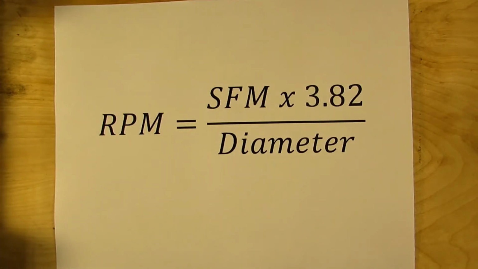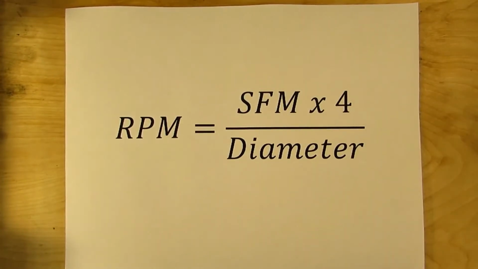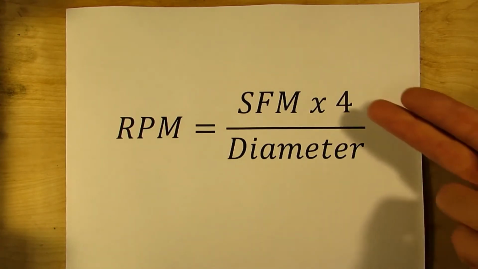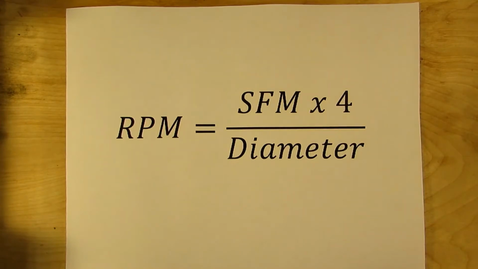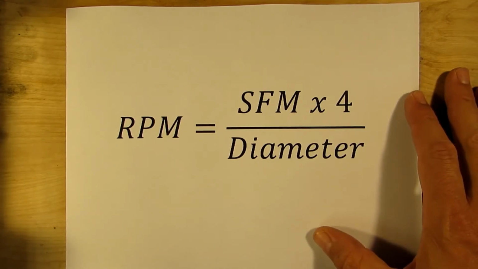However, if you're working with manual machines, you can simplify your math and just make it SFM times 4 divided by diameter. The 4 is an approximation of 3.82, and in the case of manual machines, you're very rarely ever going to be able to choose the calculated RPM. You're always going to end up choosing one that's close to it, but it's not going to be exactly right. So 4 actually gets us in the ballpark, and it's a whole lot easier to remember. So for my students there at Parkland College, this is the formula that I want you guys to use.